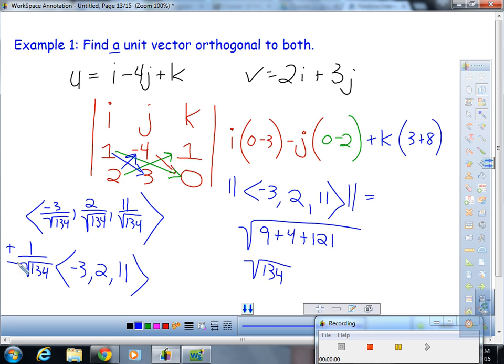Okay? Very good. And if you didn't follow that, that's because U cross V is equal to minus V cross U. Okay? Good job. All right, moving on.